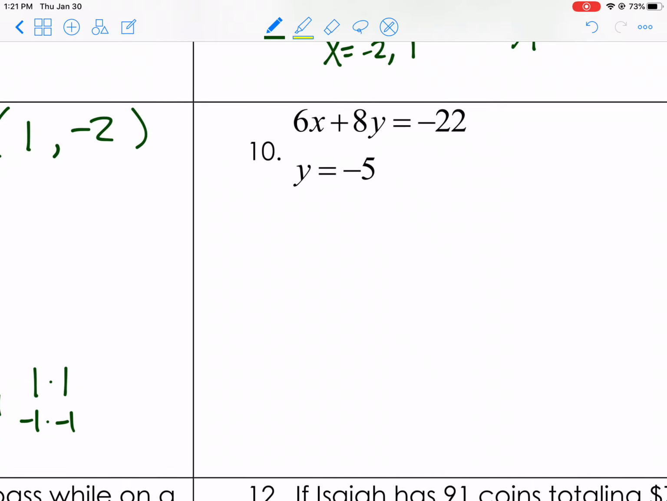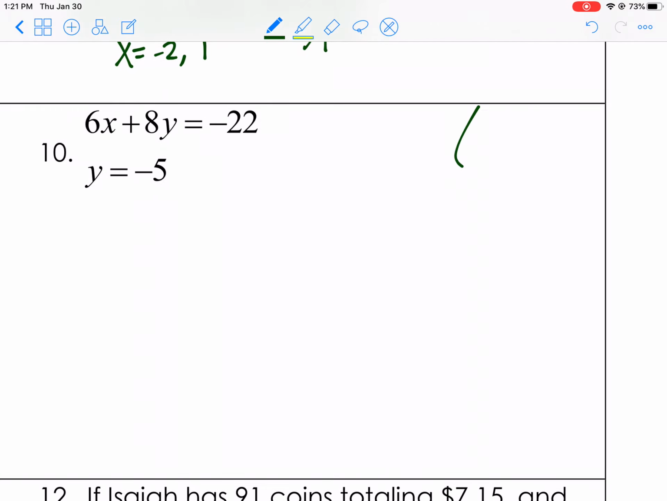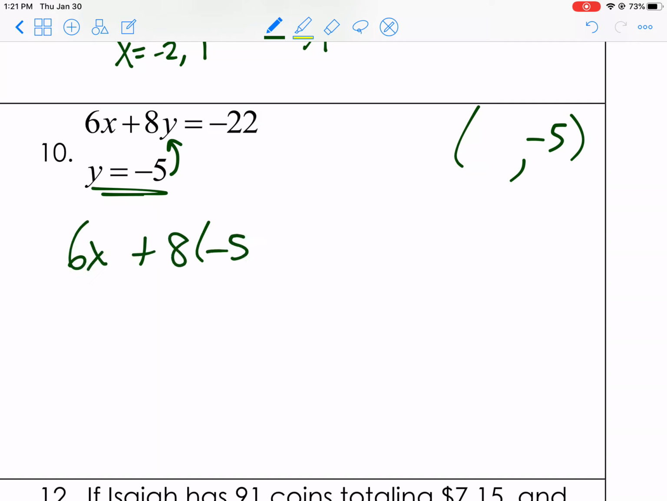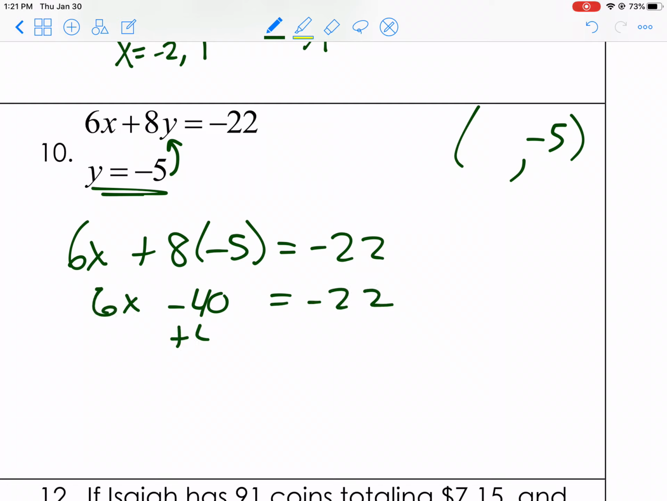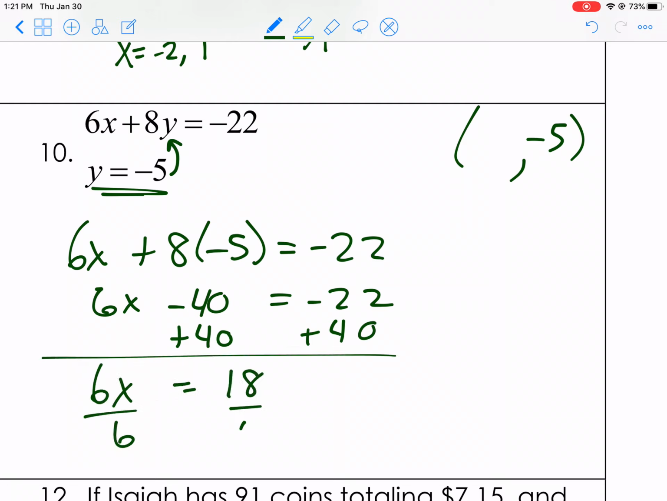All right, number 10 is kind of nice because y is -5. They already gave us half the answer. So to find x, we're just going to plug that in right there. 6x plus 8 times -5 equals -22. 8 times -5 is -40. Add 40 so that we can isolate x. Divide both sides by 6, and we get that x equals 3.